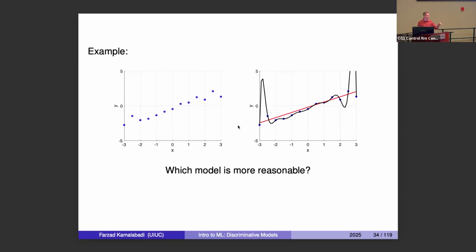Okay, most people prefer red, so let's do a binary classification. How many people prefer red? Okay, most people prefer red. That's good. Well, what's wrong? What's the problem with the black line?